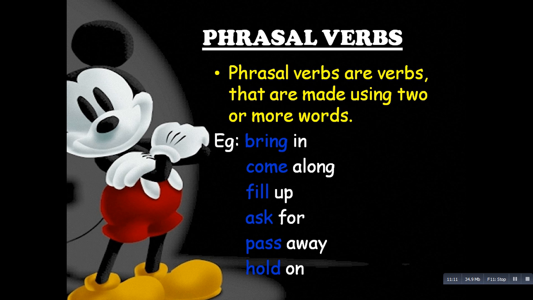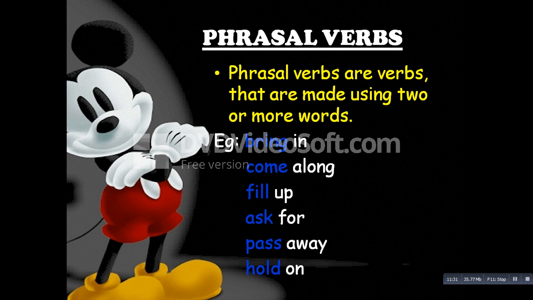So when you talk about phrasal verbs, they are made of maybe 2 words or maybe more than 2, and definitely a phrasal verb should have a verb, right? So, moving on to the examples, it says bring in, come along, fill up, ask for, pass away, hold on. So kids, you can see the blue words here. All those are verbs, right? And the other ones are prepositions. Right here, you get phrasal verbs with 2 words, but you can even find phrasal verbs with more than 2 words, right?